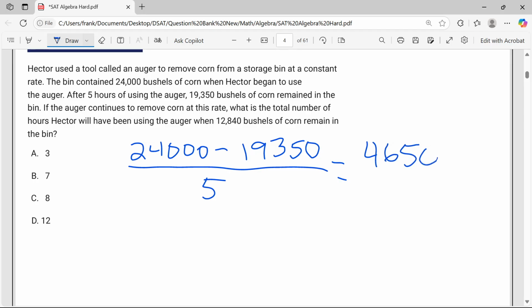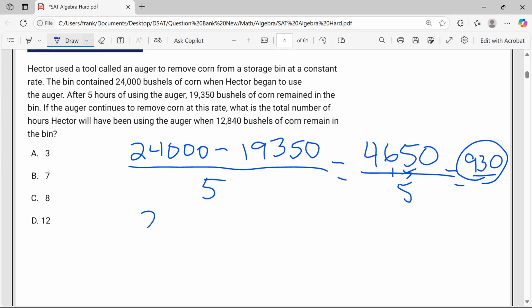4,650. I like to try to do it by hand because there were no calculators when I was a lad. 5 goes into 46. 5 times 9 is 45. That leaves 1, 5. 5 times 3 is 15, and a 0. So it's 930 bushels per hour. Well, now just figure out how many bushels are gone and then divide by 930.